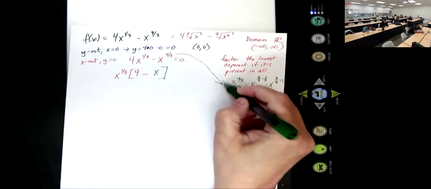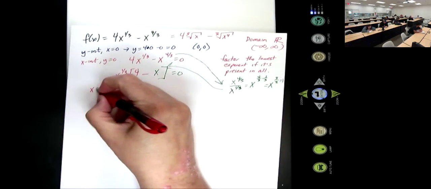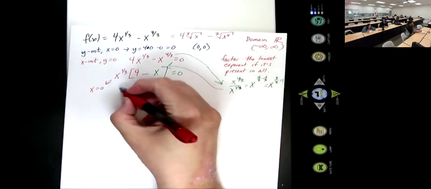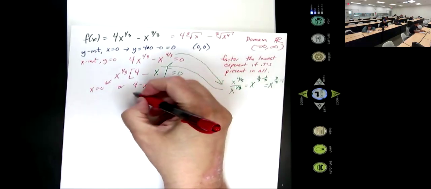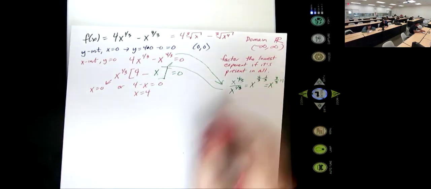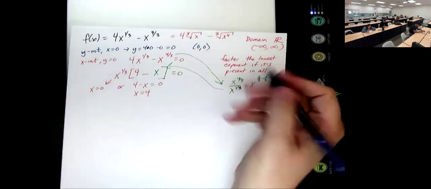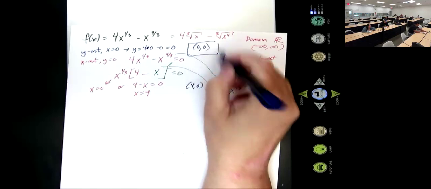So I did a little sidebar action here. This is giving us an x-intercept at 0 from that one. Or 4 minus x equals 0, and this gives us x equals 4 when we're done. So we have another point at 4, 0. And these are our two intercepts.